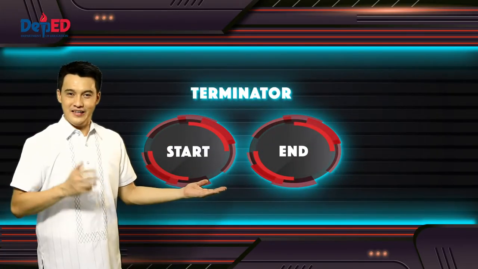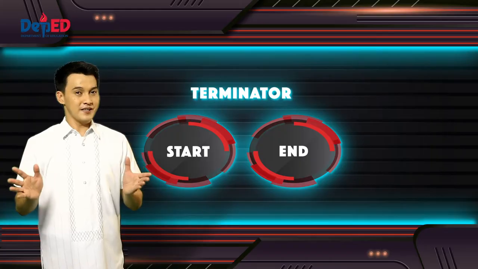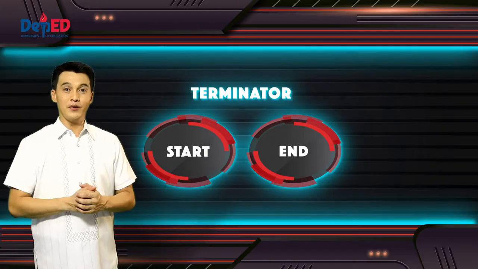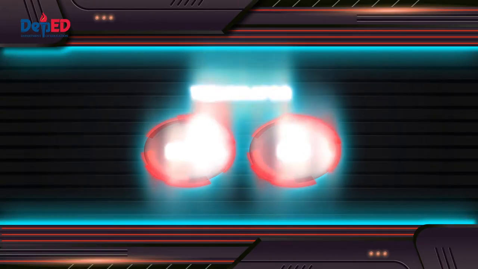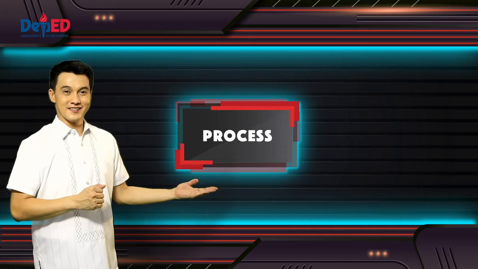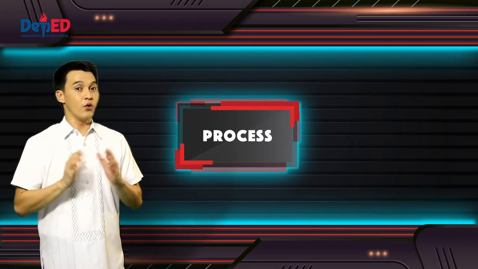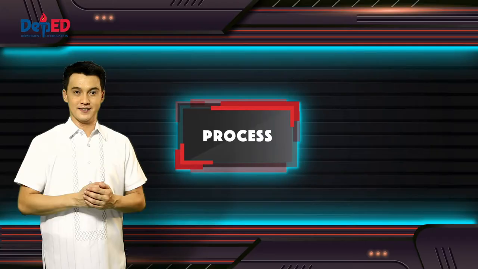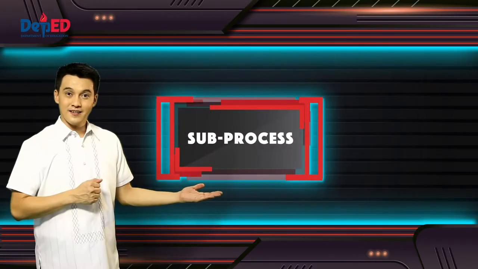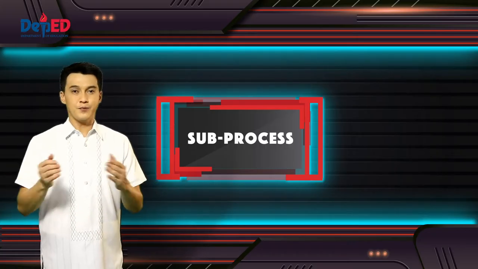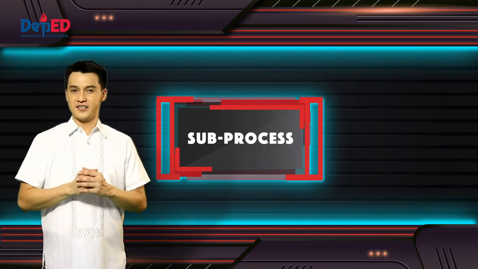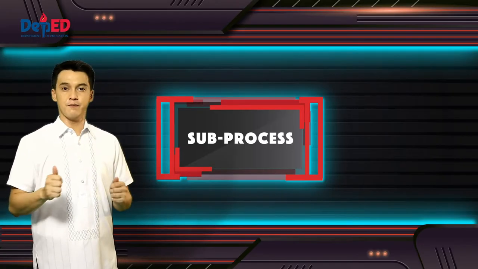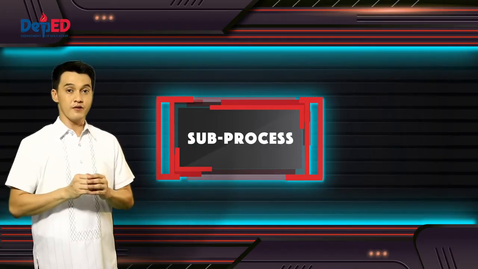The terminator is represented by an oval. It appears at the start and at the end of a flowchart. The end terminator appears only once in a single flowchart. The process is represented by a rectangle or a box. It represents an individual step or activity in the process. The sub-process is represented by a rectangle with double lines on its side. A sub-process is a major process that could be broken up into simpler processes and developed into another flowchart.